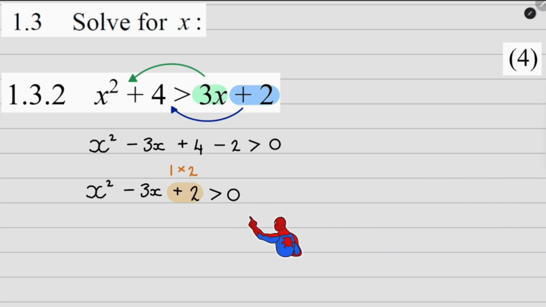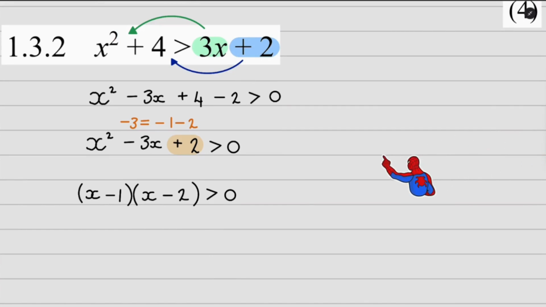Okay, now I've got to think to myself, how does 1 and 2 add or subtract to get negative 3? And it looks like we have to minus both of them. So we say minus 1, minus 2. And now my two brackets that I'm going to factorize is going to be x minus 1 as well as x minus 2.